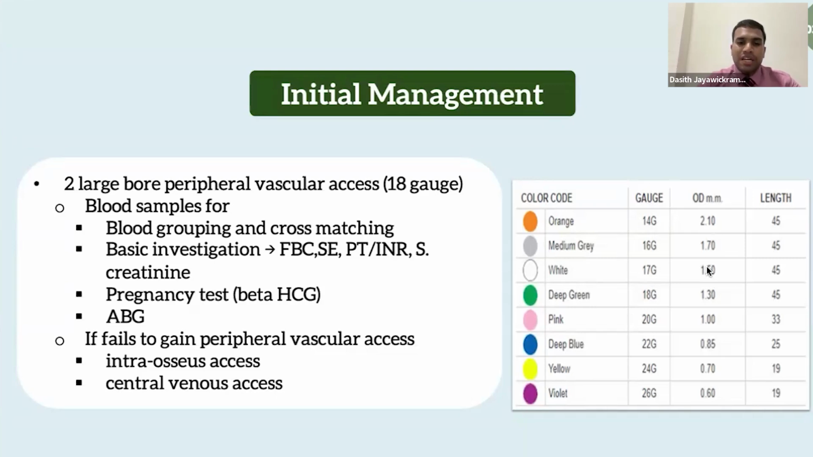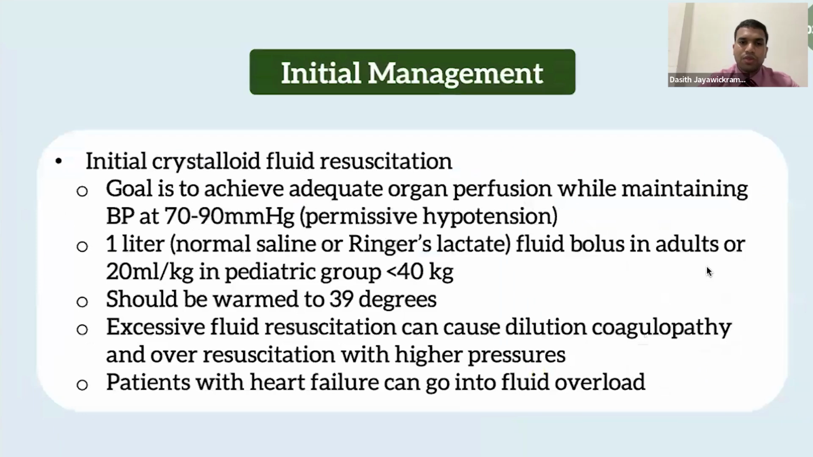As I said earlier, if we fail to gain peripheral vascular access, we should go for an alternate route, such as intraosseous access or central venous access. Intraosseous access might not be feasible in adults because of the higher bone density, but in the pediatric population, yes, intraosseous access is a possible route if peripheral vascular access is not available. So we gain the IV access and we send the blood workup.